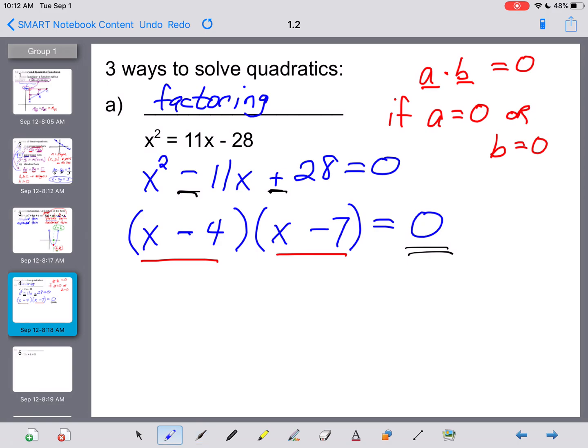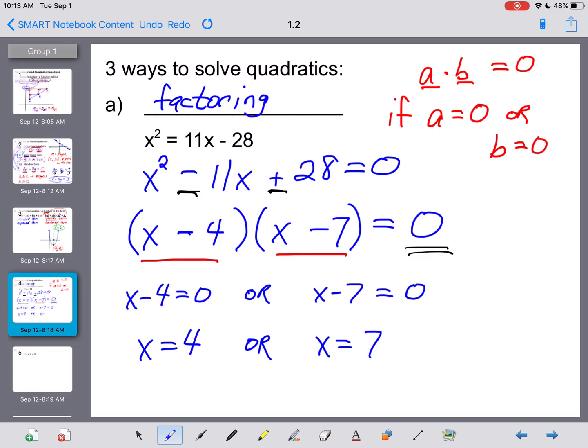All right, from here, you usually skip this step, but this works if either x minus 4 equals 0 or if x minus 7 is equal to 0. And now we just solve each equation, and we get x equals 4 or x equals 7. And those, everybody, are our two solutions.